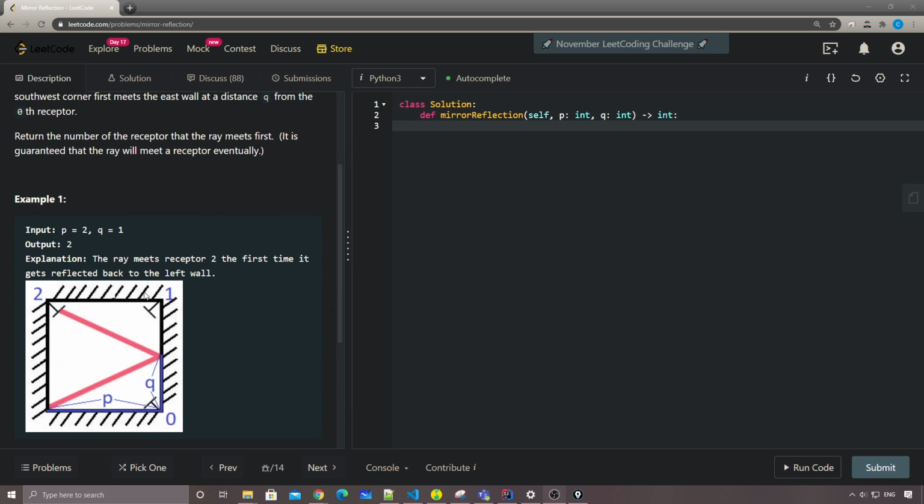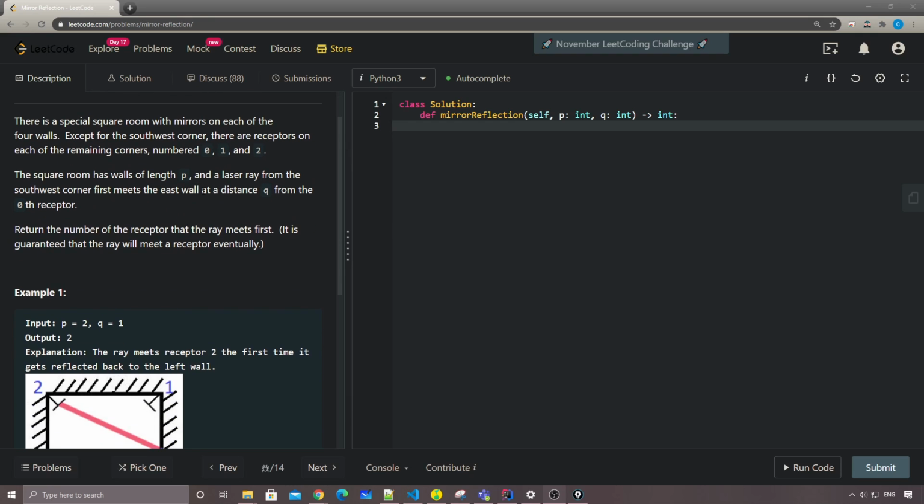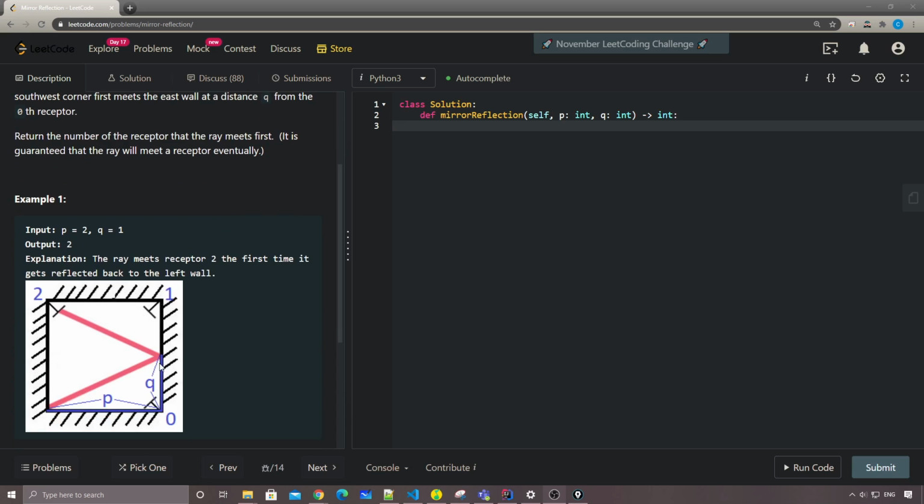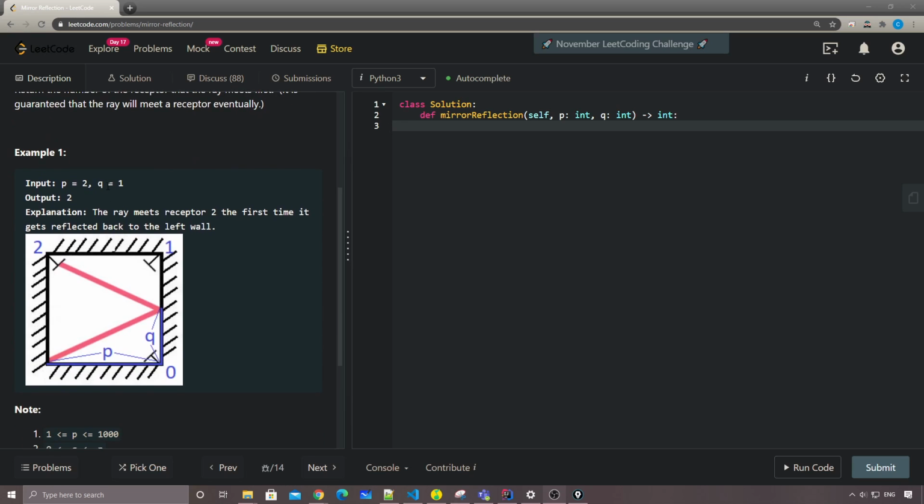And there's a laser ray from the bottom left corner. First it will meet the east wall at a distance of Q, something like this, right? And then it asks you to return the number of the receptor the ray will meet first, and it's guaranteed that the ray will meet a receptor eventually.